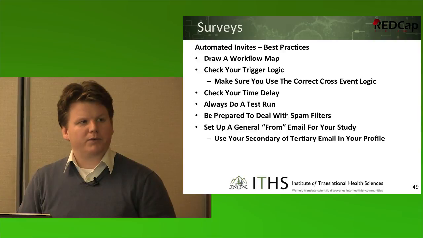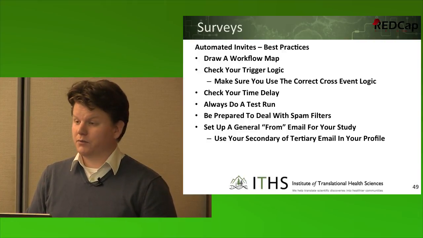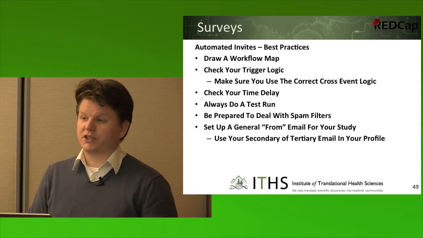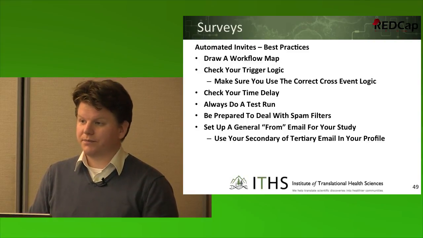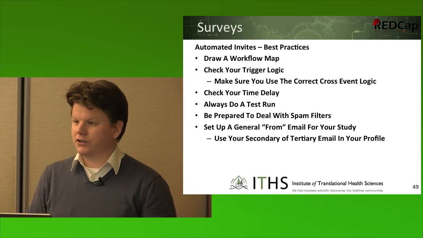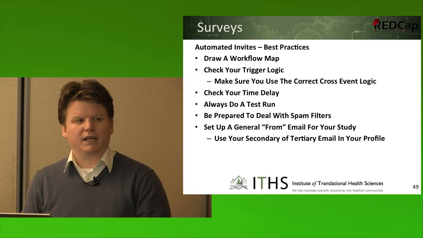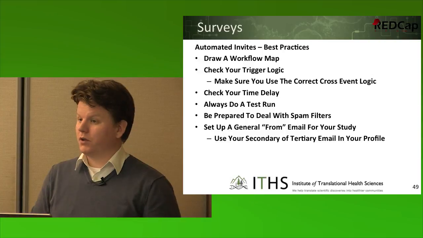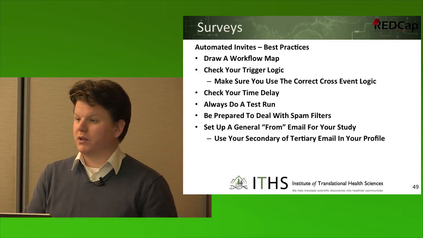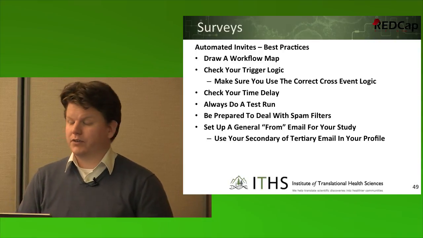Again, be prepared to deal with spam filters. Set up a general from email for your study that multiple people can access. If you send out a survey to 1,000 people, and of those 1,000 people, 5% is confused for some reason, which usually happens, and your email is the from email, you're going to get 50 emails from confused people. If you're out of the country or you're sick or whatever, those people will have to wait and probably won't fill out your survey if you don't respond promptly. So if you have a general email that multiple people can monitor, you circumvent that, and you also don't give your email out to 1,000 people at the same time. Also handy, you can use your secondary or tertiary email for this.